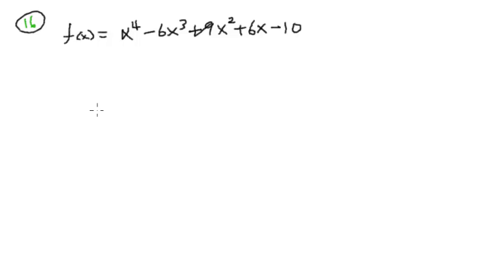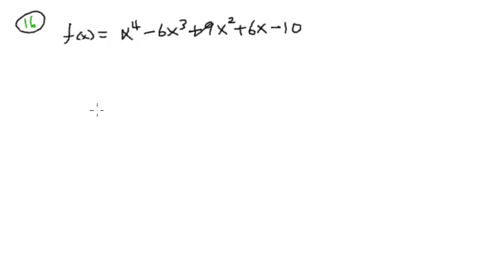And x to the 4th minus 6x cubed plus 9x plus 6x minus 10. So that looks good, and we graph that, and I see 2 zeros. Let me trace it just to make sure.